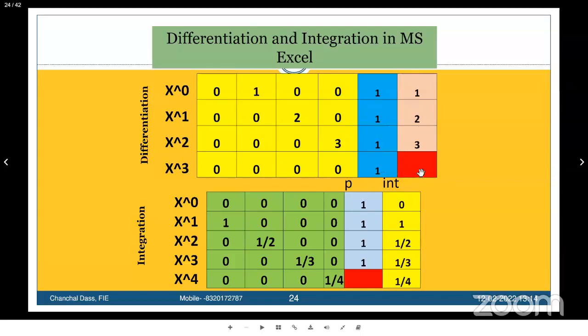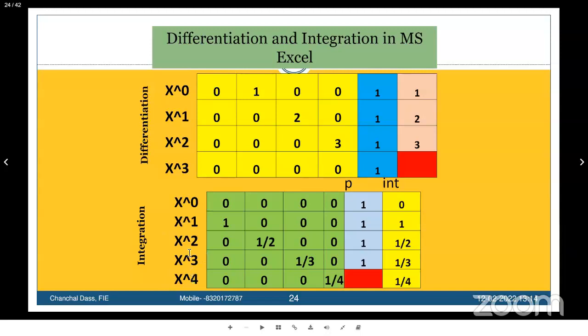And as you have seen, one term vanishes, so the x cube term will not be there. I have written it in red. So very nicely, you can calculate all polynomial derivatives easily in Excel. And similarly, you can do integration, and you have seen that when we integrate, one term increases.